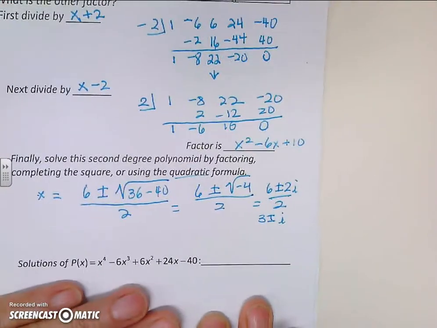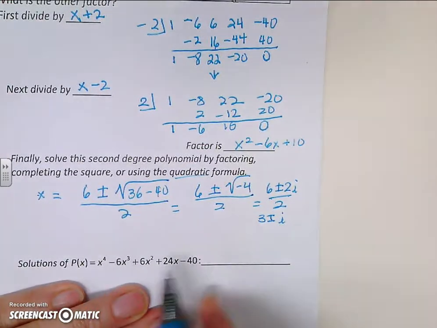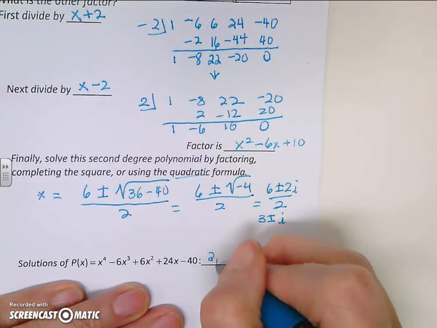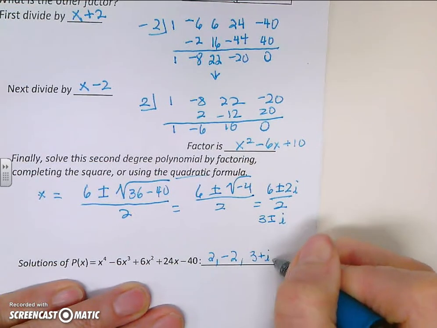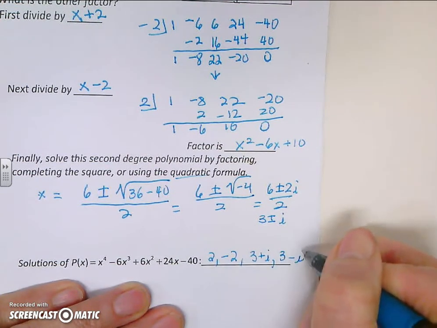So my final answer, all of the solutions, I'm going to list them all. They're going to be 2, negative 2, 3 plus i, and 3 minus i.